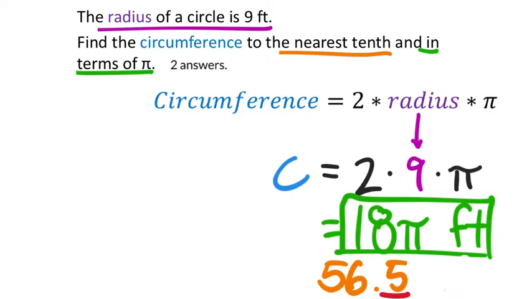Well, last thing I need to do here is just put a label on my answer here, 56.5 feet. And now I have both answers. In orange, I have my answer rounded to the nearest tenth. And in green, I have my answer, which is more exact, by the way, but it's 18 pi in terms of pi.